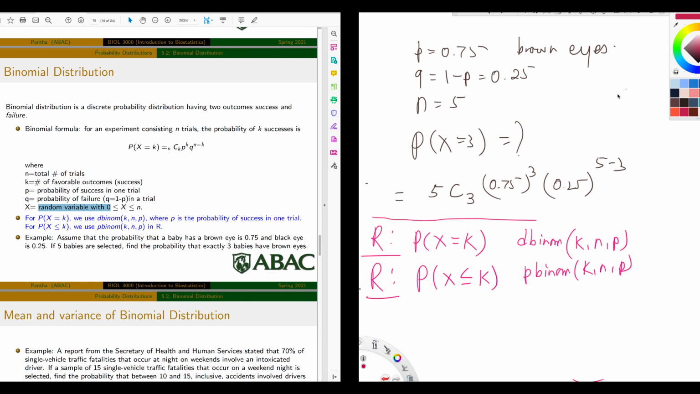So for this problem, what will be the R syntax? It will be dbinom, right? dbinom with x equals 3. So it will be 3, and then n is 5, and then what is p? p is 0.75. That's what you would do, okay? So if you want to see that in R, I can show you that.